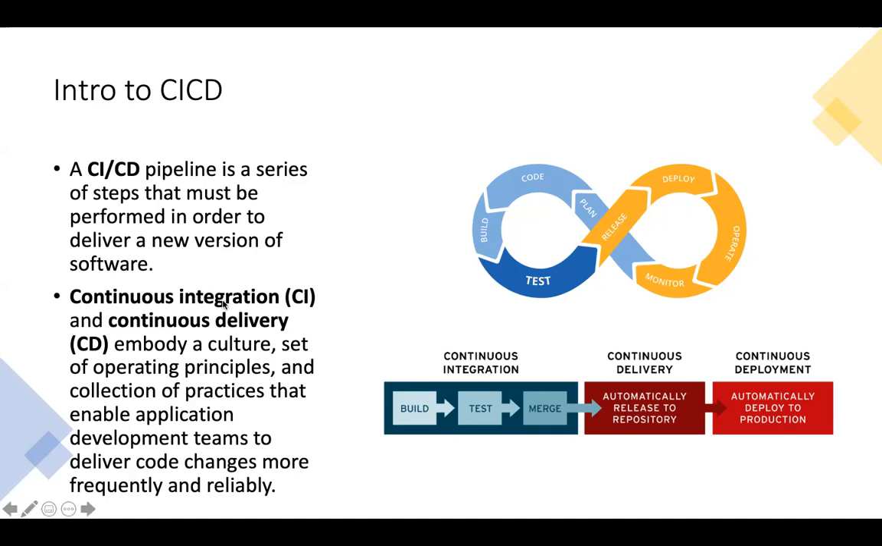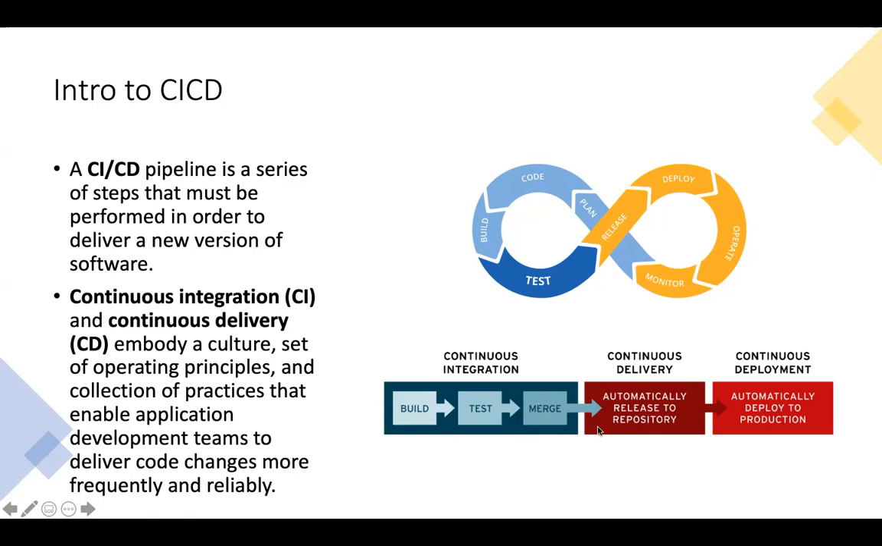The second one says that continuous integration and continuous delivery embody the culture, a set of operating principles and a collection of practices that enable application development teams to deliver code changes more frequently and reliably. Because here, the developer works in the code section. They will only have to write their code, with DevOps practice, CI/CD. They don't have to worry about other stages. This will be within the pipeline already built, all the stages we are seeing.